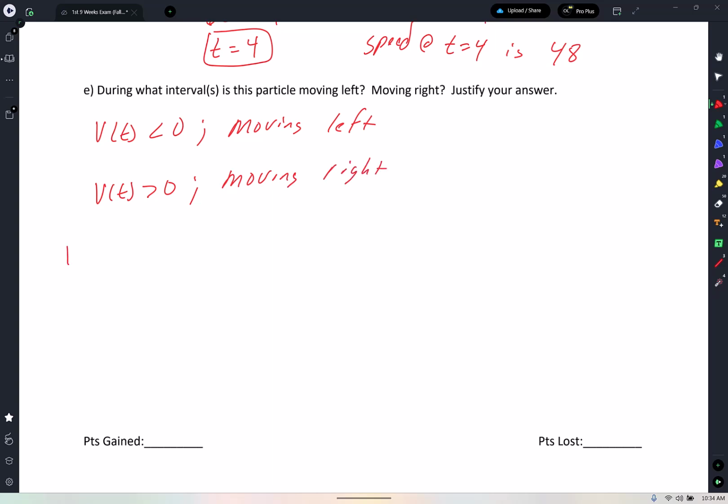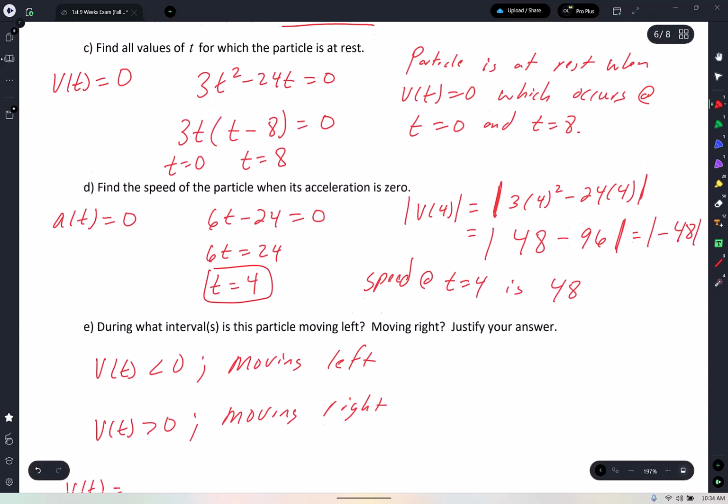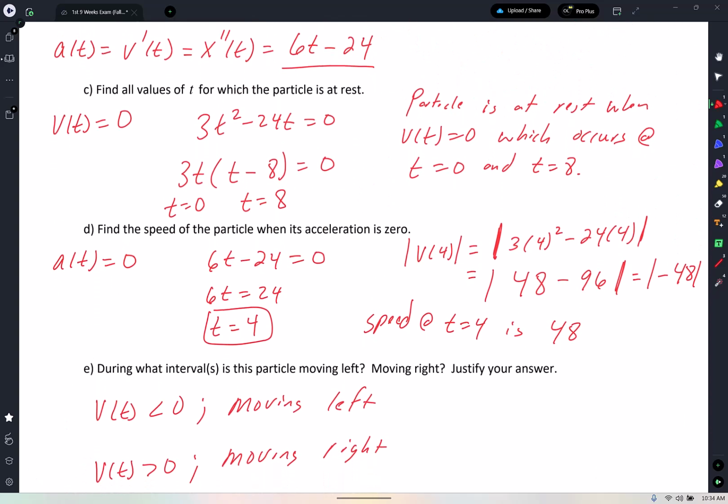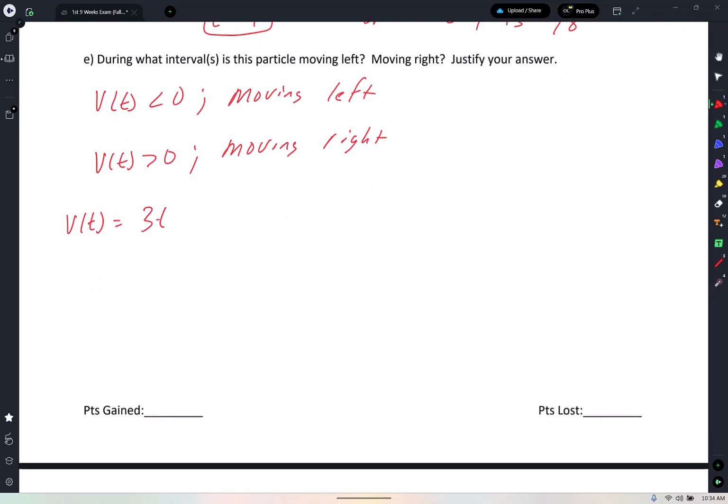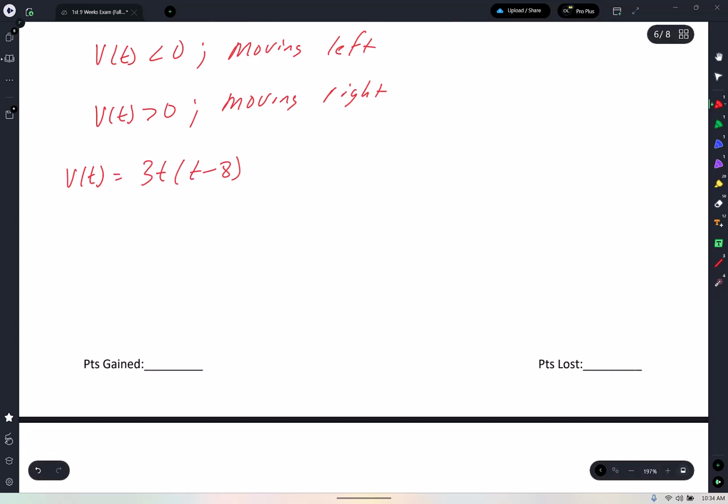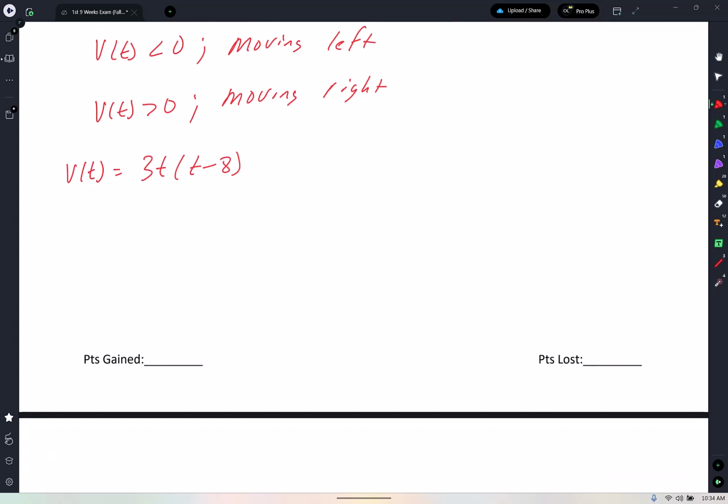I bring back my velocity equation. V of t equals, let's see, what was it? 3t, t minus 8. I'm using the factored one. So what did I get? Remember when I found the t values where it's 0, 0, and 8? For all values between 0 and 8, v of t is negative. Hence, moving left during this interval.